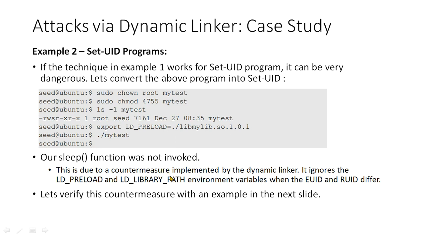So the countermeasure mechanism is that whenever we run a set UID program, the dynamic linker will ignore these two variables. If it ignores these variables, then it doesn't look for our malicious libc function here. So that's why today we cannot use this kind of attack to get root privilege anymore.